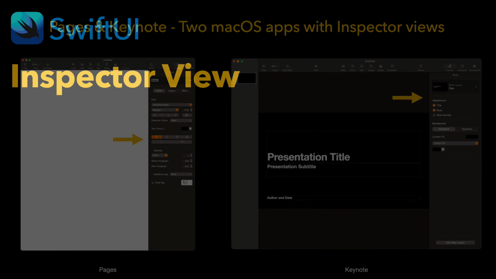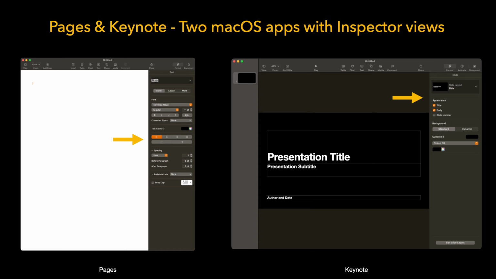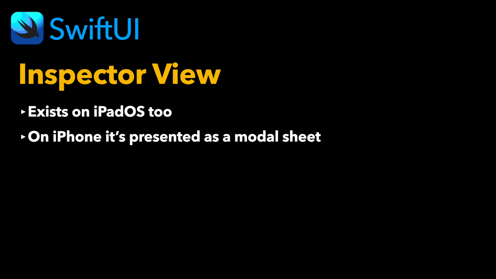The inspector is that familiar panel we often see in macOS apps, where we select something and see additional details in a separate panel. Even though this demo is a macOS app, it's worth mentioning that the inspector also exists on iPadOS, while on iPhone it appears as a modal sheet. So, the concept stays the same, but SwiftUI adapts the presentation depending on the platform.